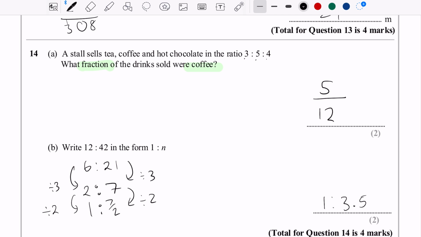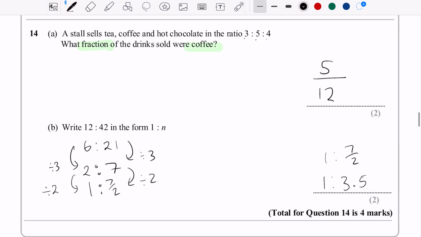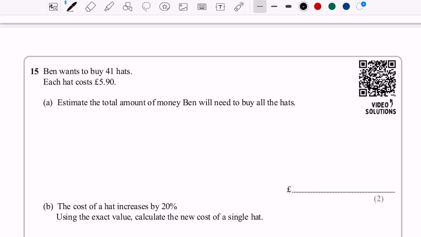Or if you're a little bit less confident with it, just put 1 to 7 divided by 2. Either's fine. Alright, you just need to pick one. Great. Moving on. Ben wants to buy 41 hats. Each hat costs £5.90. Estimate the total amount of money Ben will need to buy all the hats.